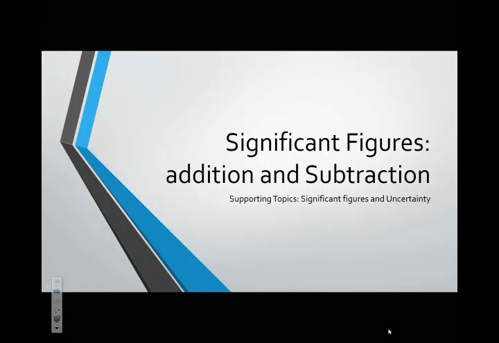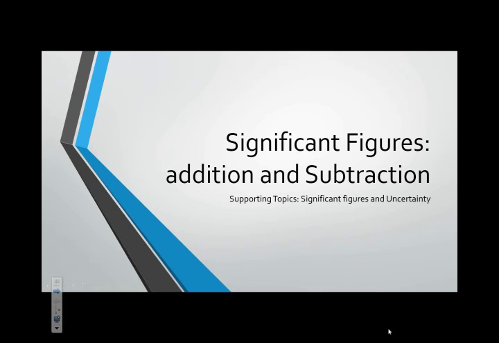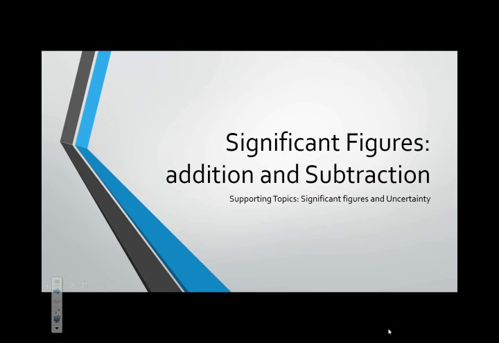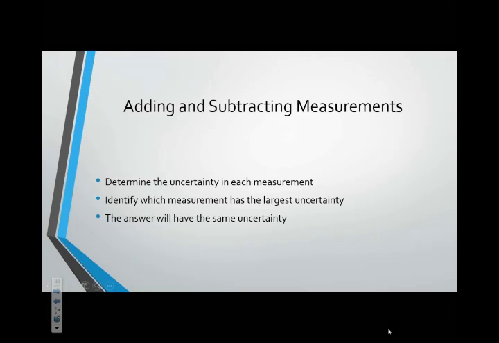This video is one of a series exploring the different ways that we work with significant figures in chemistry. The introductory video, Significant Figures and Uncertainty, is one you want to make sure you've watched before you start this one, because I'm going to assume, as I talk about this, that you know how to figure out how many significant figures there are in a measurement.